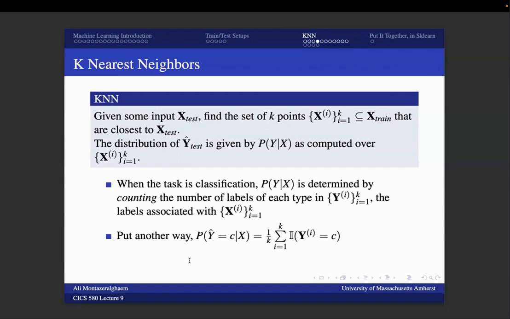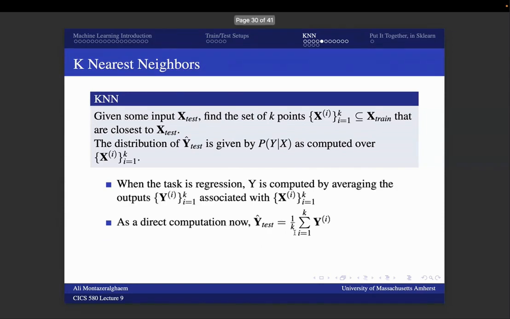As another way, given x, we can predict the probability of one class that we have, and we can do that by counting the data points that have exactly the same class in the k nearest neighbors of this new data point that we want to predict the label for, right? I'll show an example of that, and I'm sure it will be more clear after seeing an example.